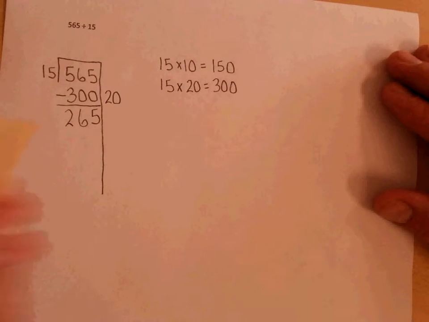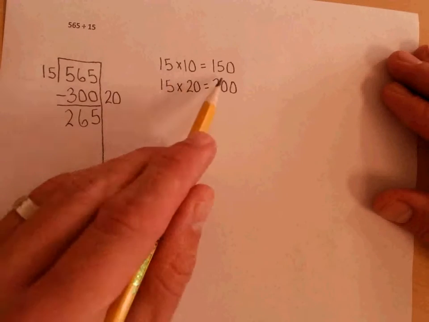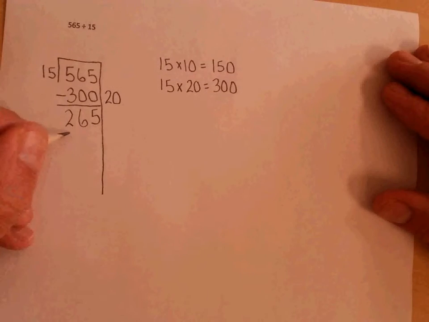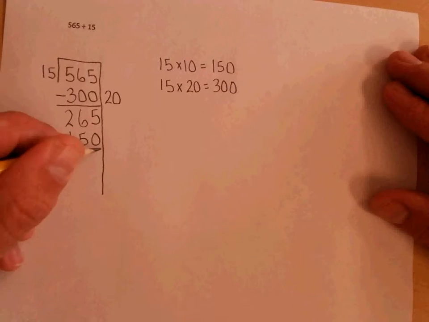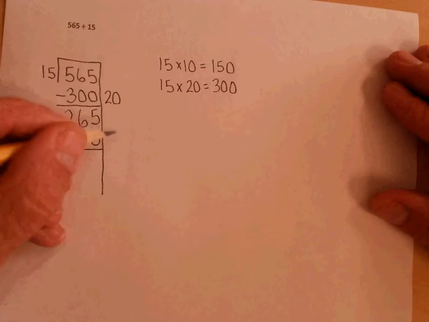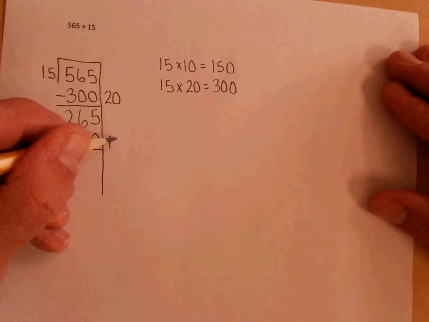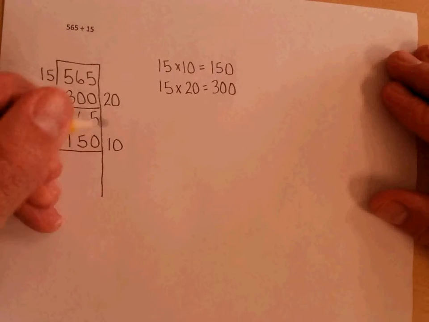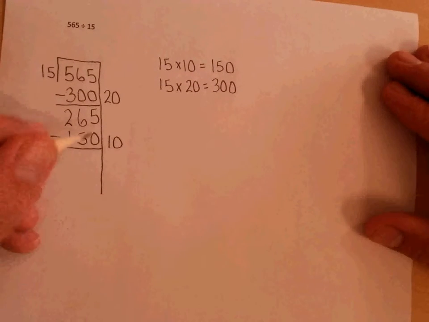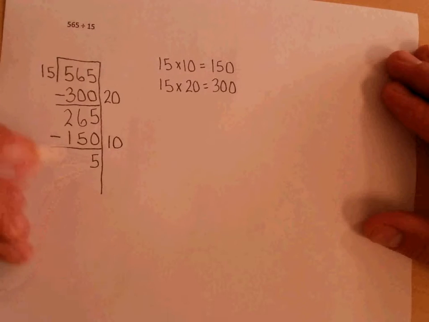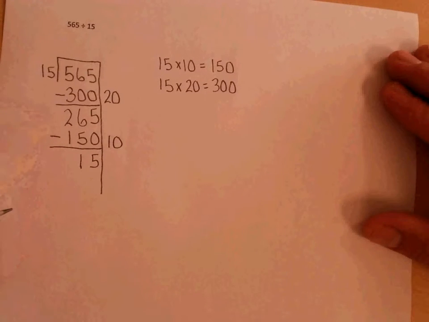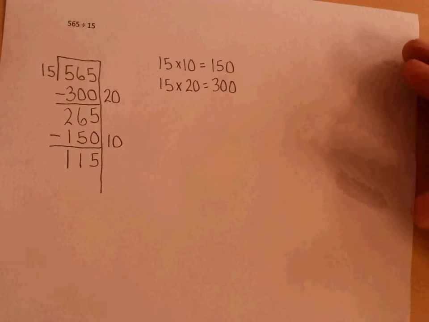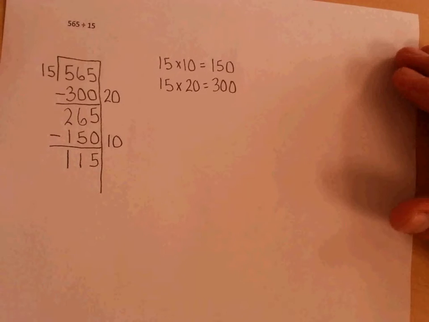Now I know that 300 is too big. So I'm going to go back up to 15 times 10. 15 times 10 is 150. I've already done the work, so I'm going to put that right here, and we're going to make this 10. Notice that I'm lining up the 1s and the 10s here. Now I can go ahead and subtract. 5 minus 0 is 5. 6 minus 5 is 1. 2 minus 1 is 1. So I have 115.